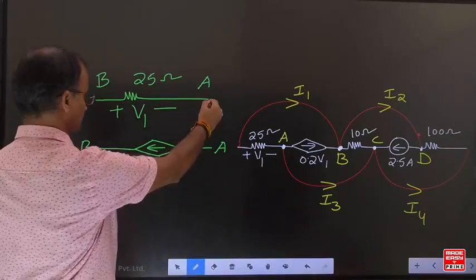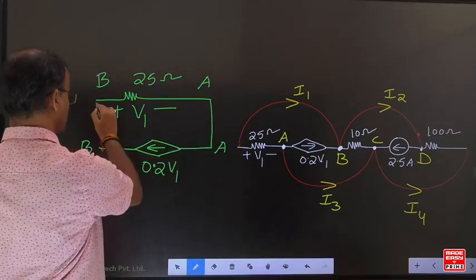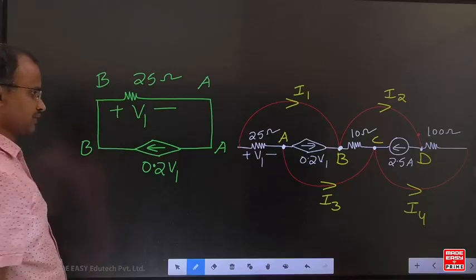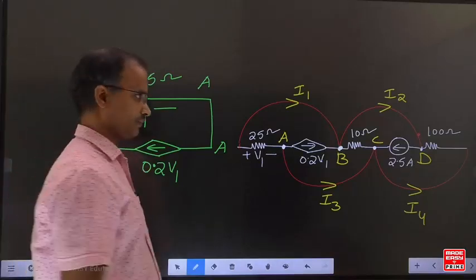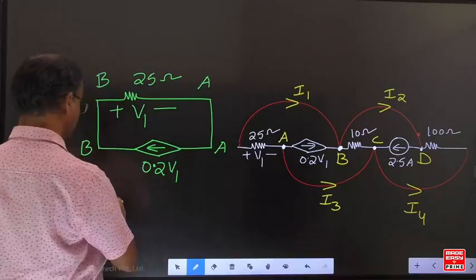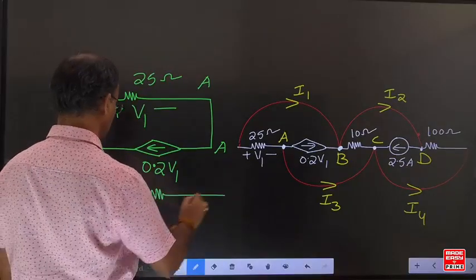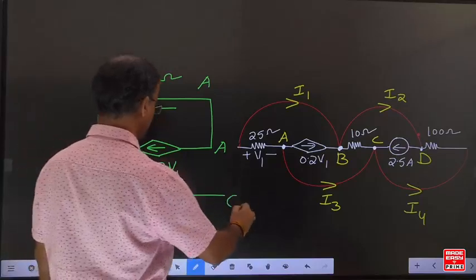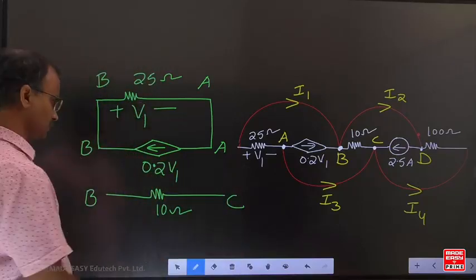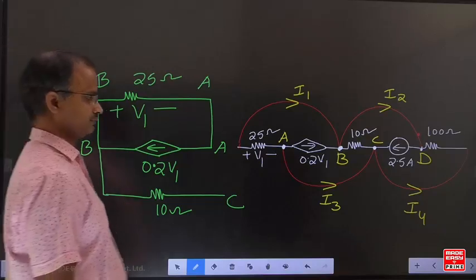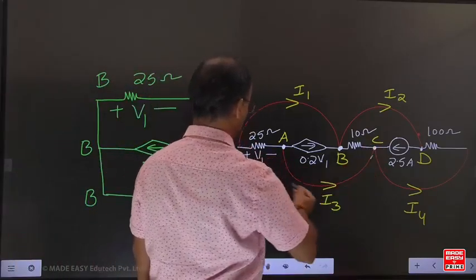Now this A is connected together, and B is also connected together. Come to the 10 ohms. The 10 ohms is connected between B and C. Now B is connected together, and C is connected to A.